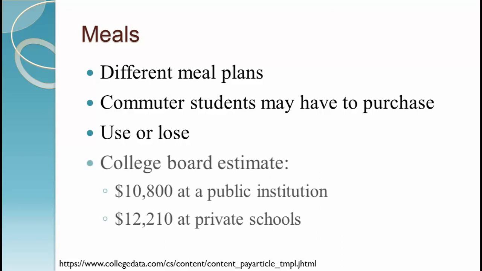The College Board reports that the average cost of room and board in 2017-2018 was $10,800 at public institutions and $12,210 at private schools.